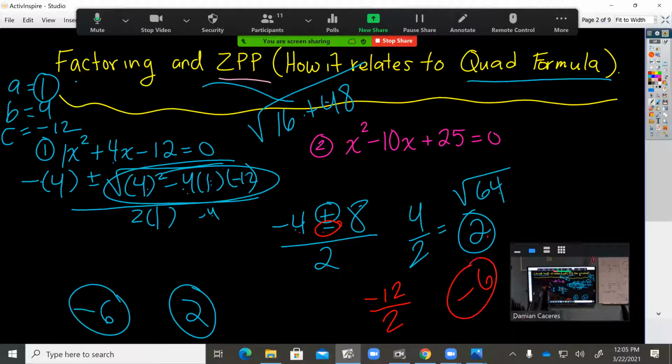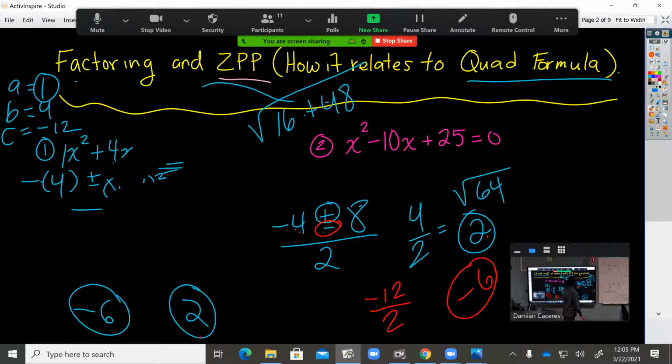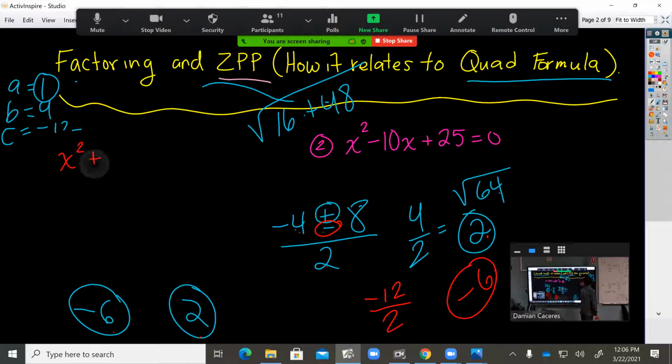Now compare our answers to what we got using the zero product property. It is the same answer. Now let me show you why this is important, why these two methods relate to each other. So this here was our trinomial. Pay attention, Leandro. This here was our trinomial.